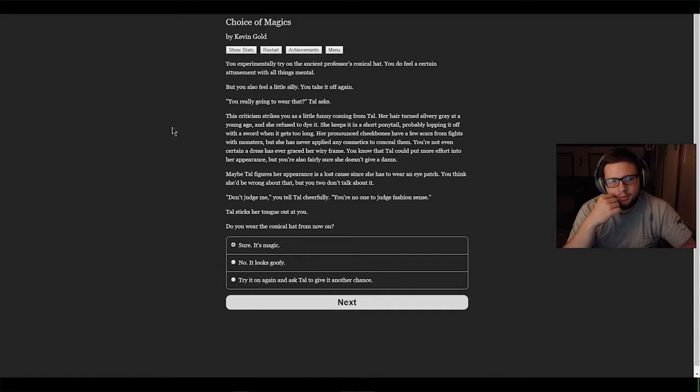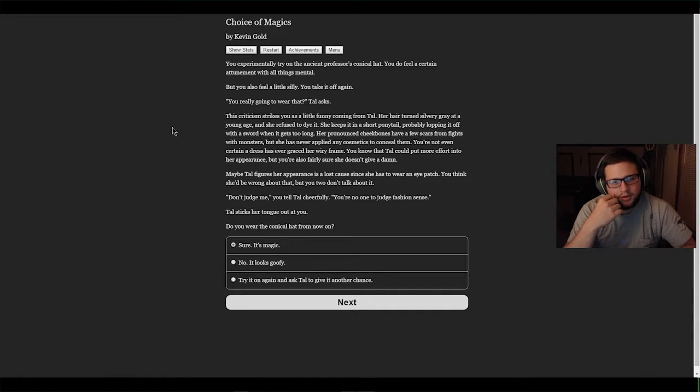You know that Tal could put more effort into her appearance, but you're also fairly sure she doesn't give a damn. Maybe Tal figures her appearance is a lost cause since she has to wear an eye patch. You think she'd be wrong about that, but you two don't talk about it. "Don't judge me," you tell Tal cheerfully. You're no one to judge fashion sense. Tal sticks her tongue out at you.